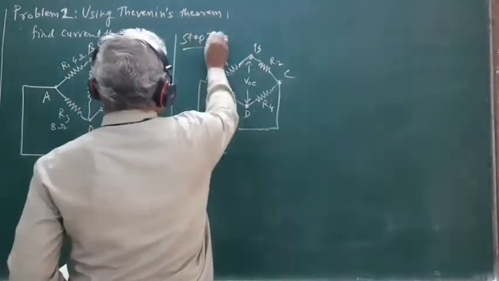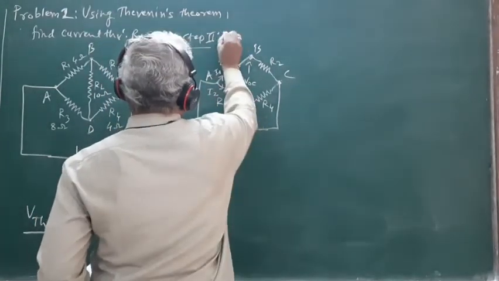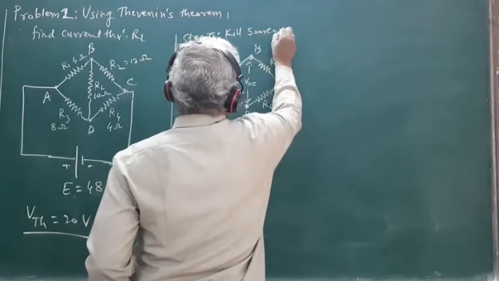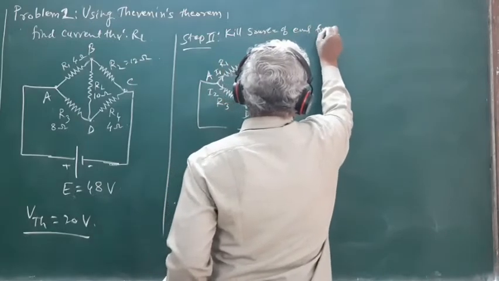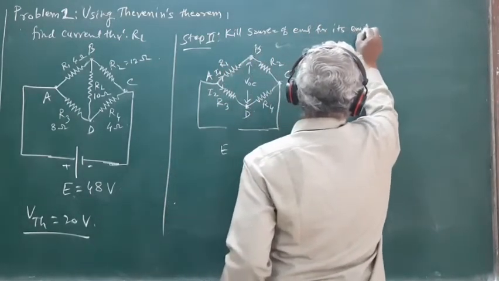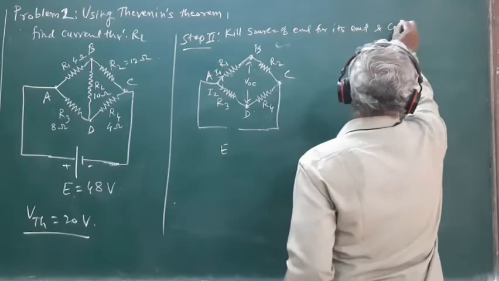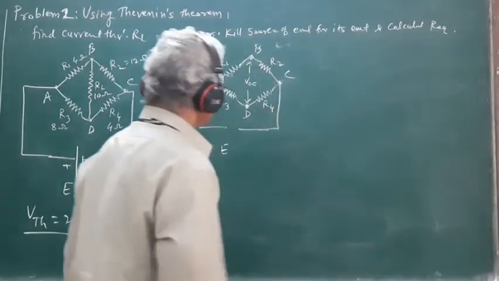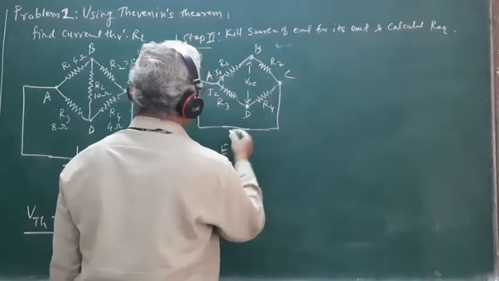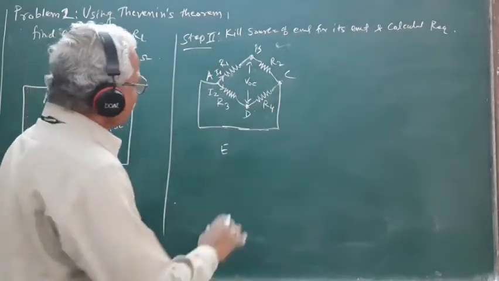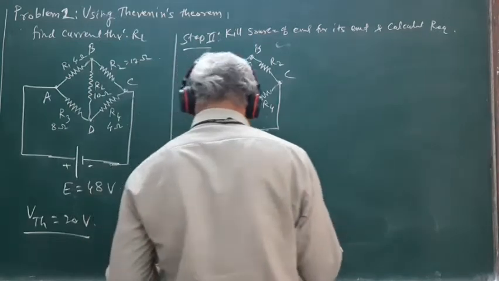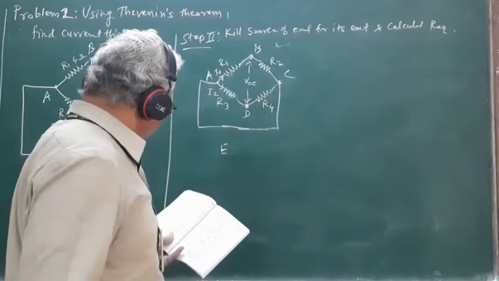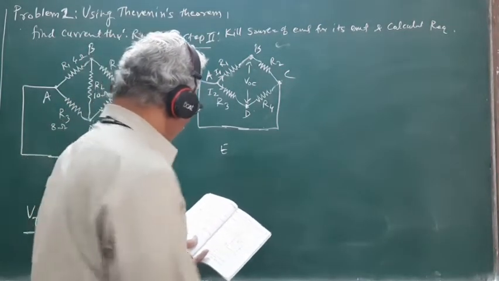Step 2 is kill the source of EMF, and calculate the value of R equivalent when this network is viewed backwards from the open terminals B and D. So this network then can be simplified and expressed like this. This network can be redrawn like this.